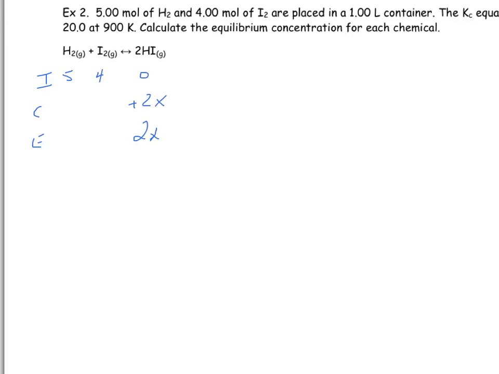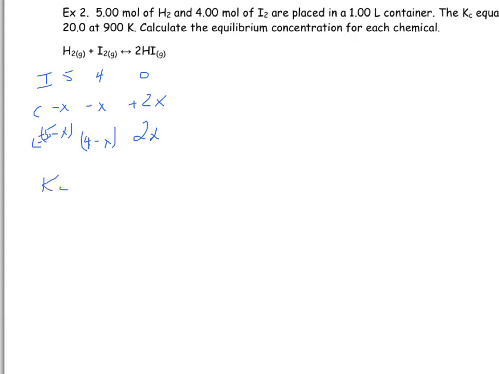This works very well because when I move to iodine, I have a 1 to 2 mole ratio. That means that I2 will change by a minus x, and I avoid having fractions in my ice table. Because I have a 1 to 1 mole ratio here, the hydrogen will also go down by x, giving me an equilibrium concentration of 5 minus x.